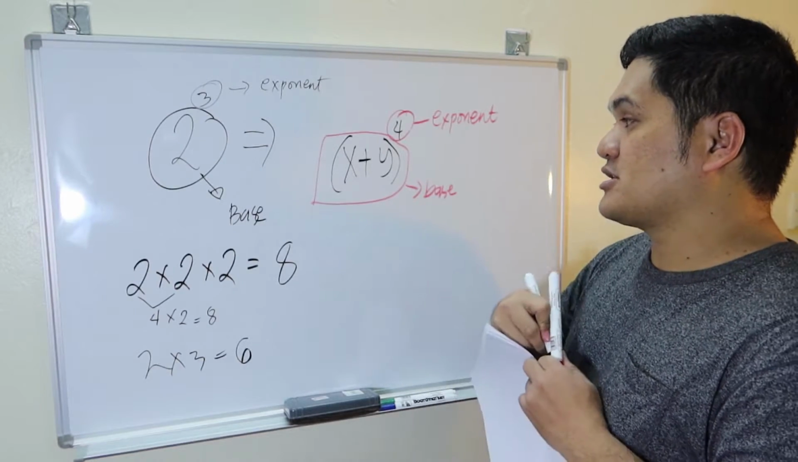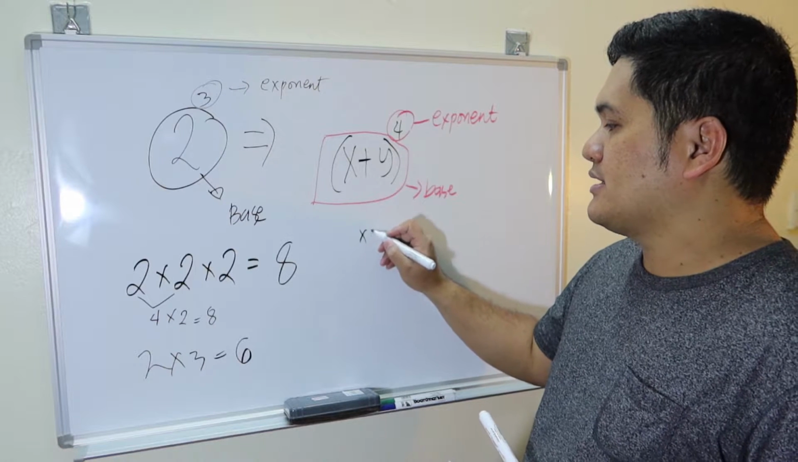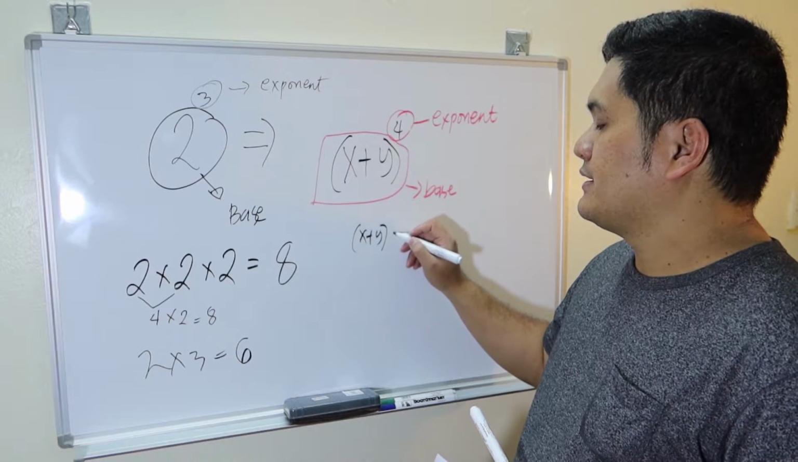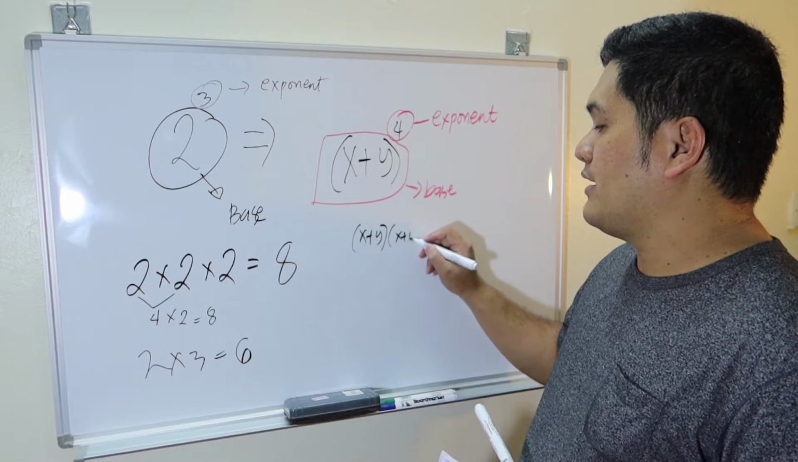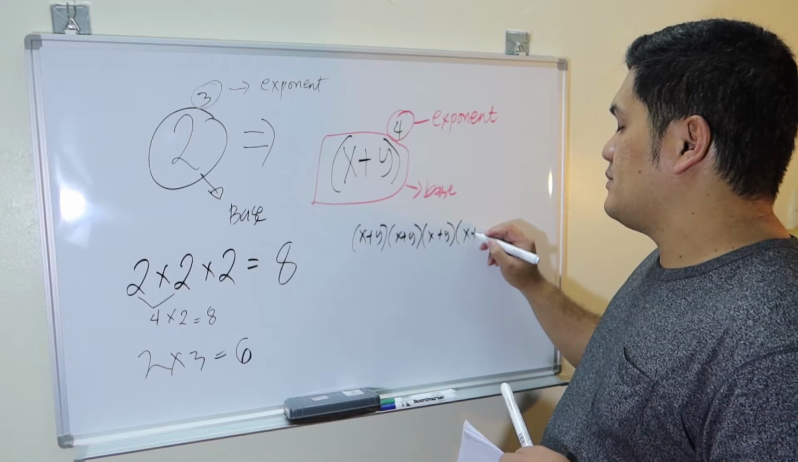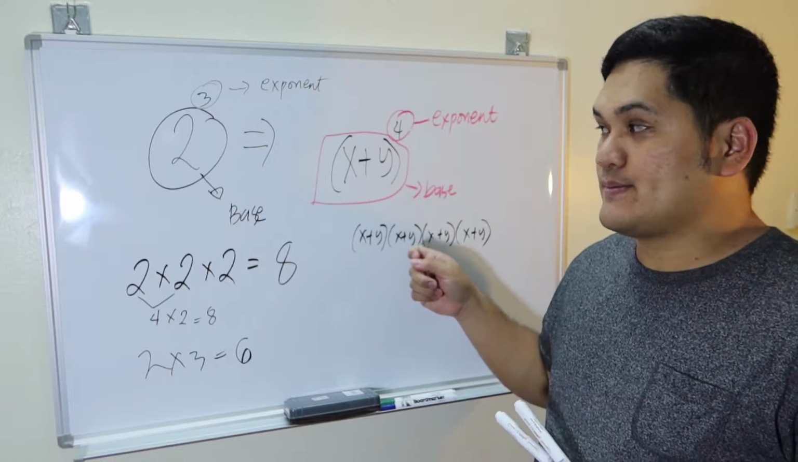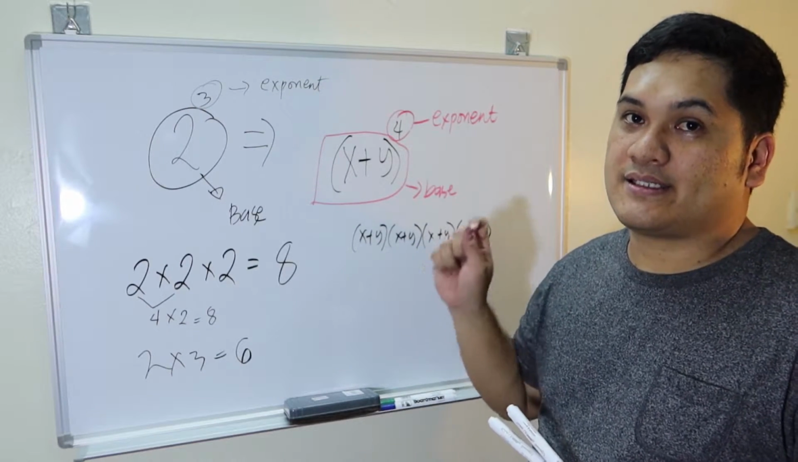So the same goes here. If you have this expression x plus y raised to 4, meaning x plus y times x plus y times x plus y times x plus y. So 4 na beses mo siyang i-multiply sa sarili niya.